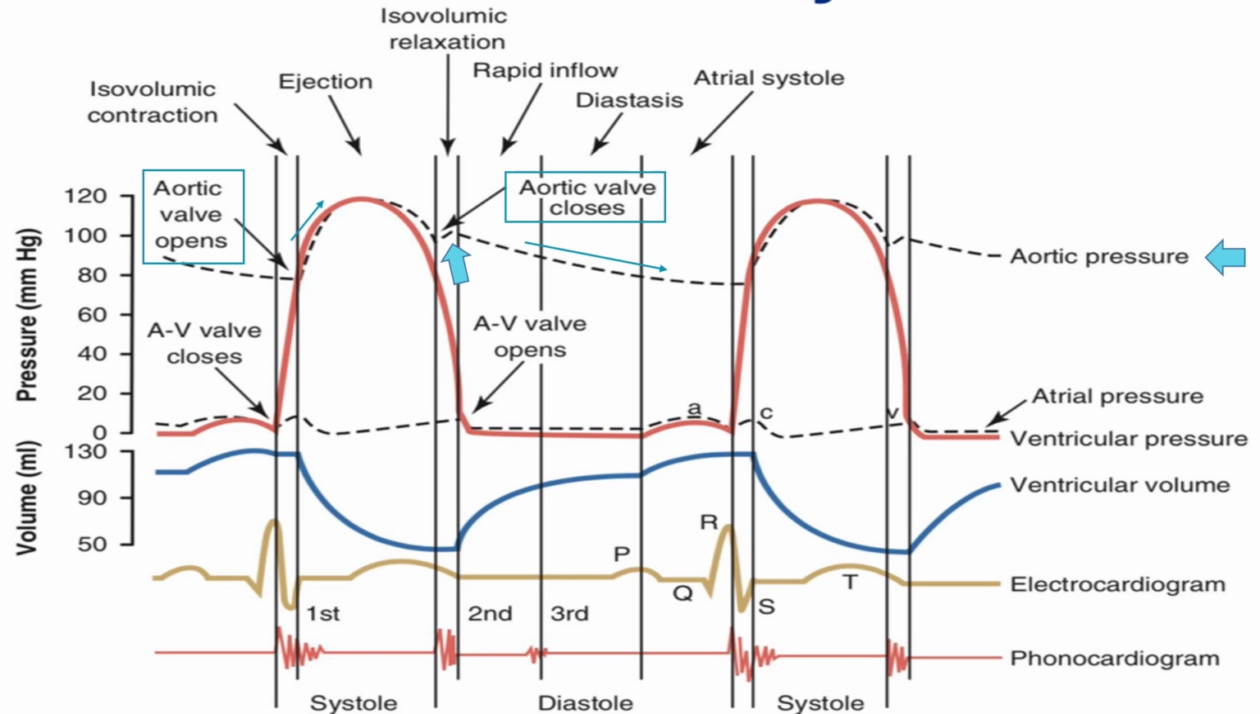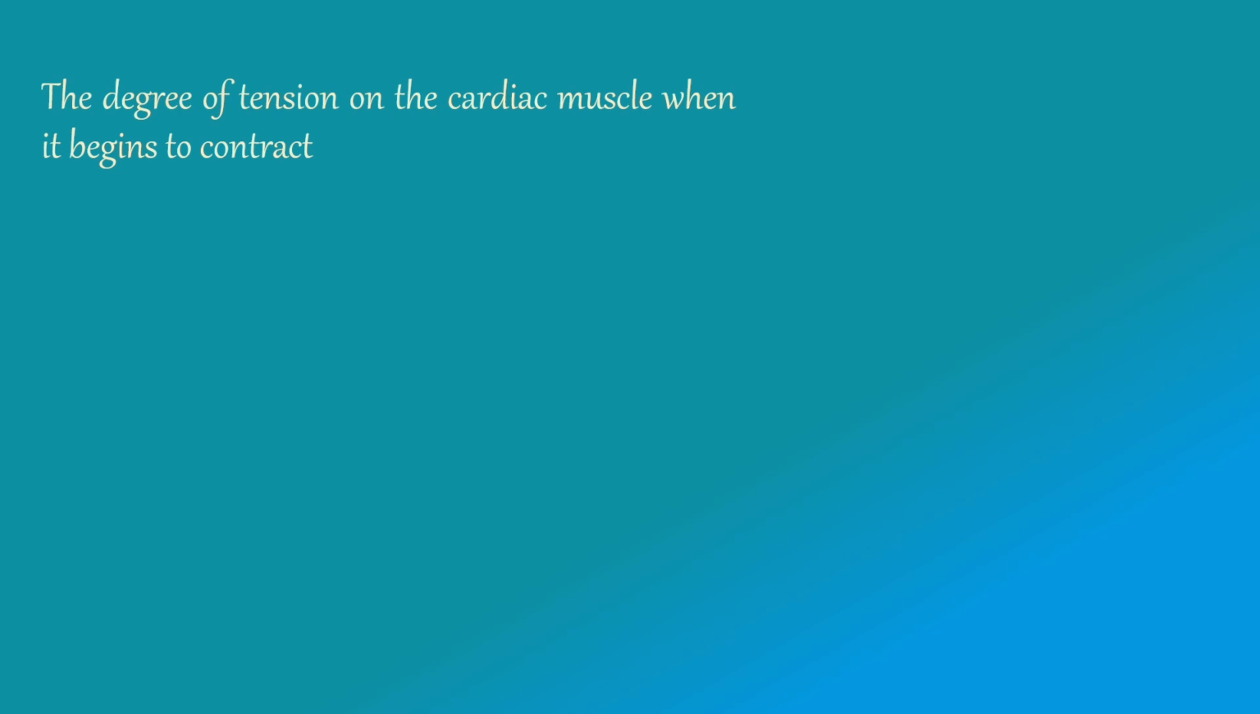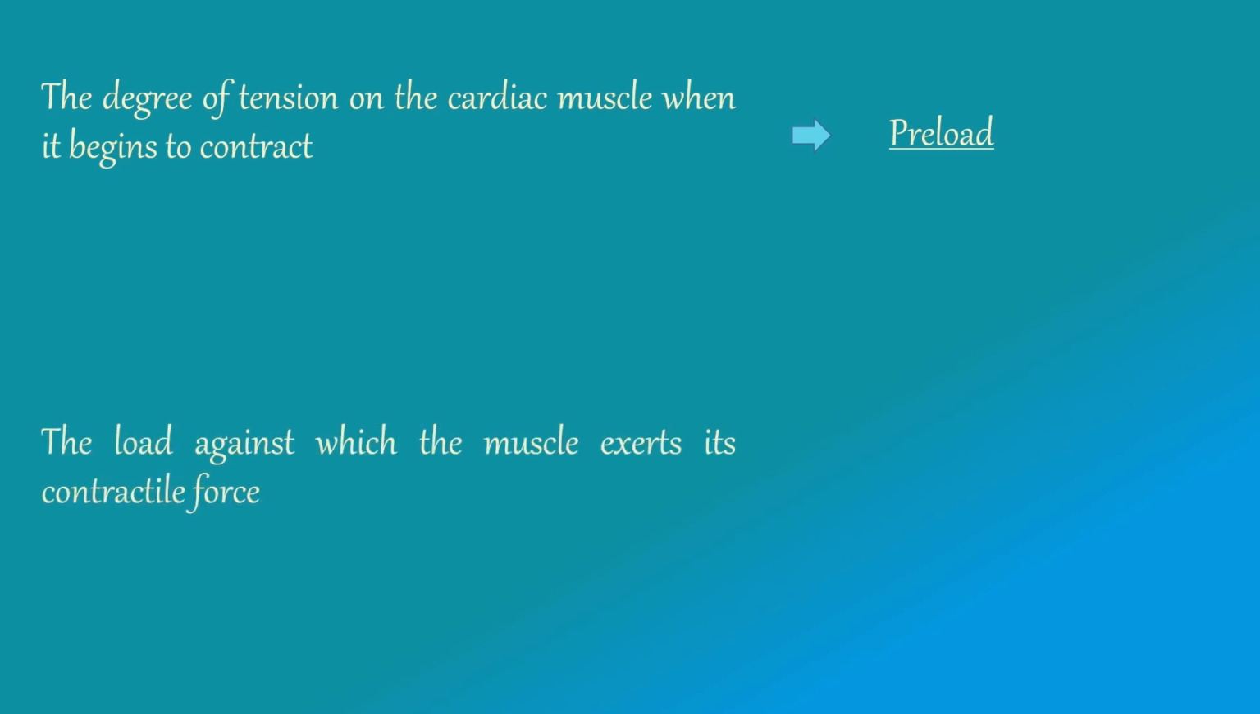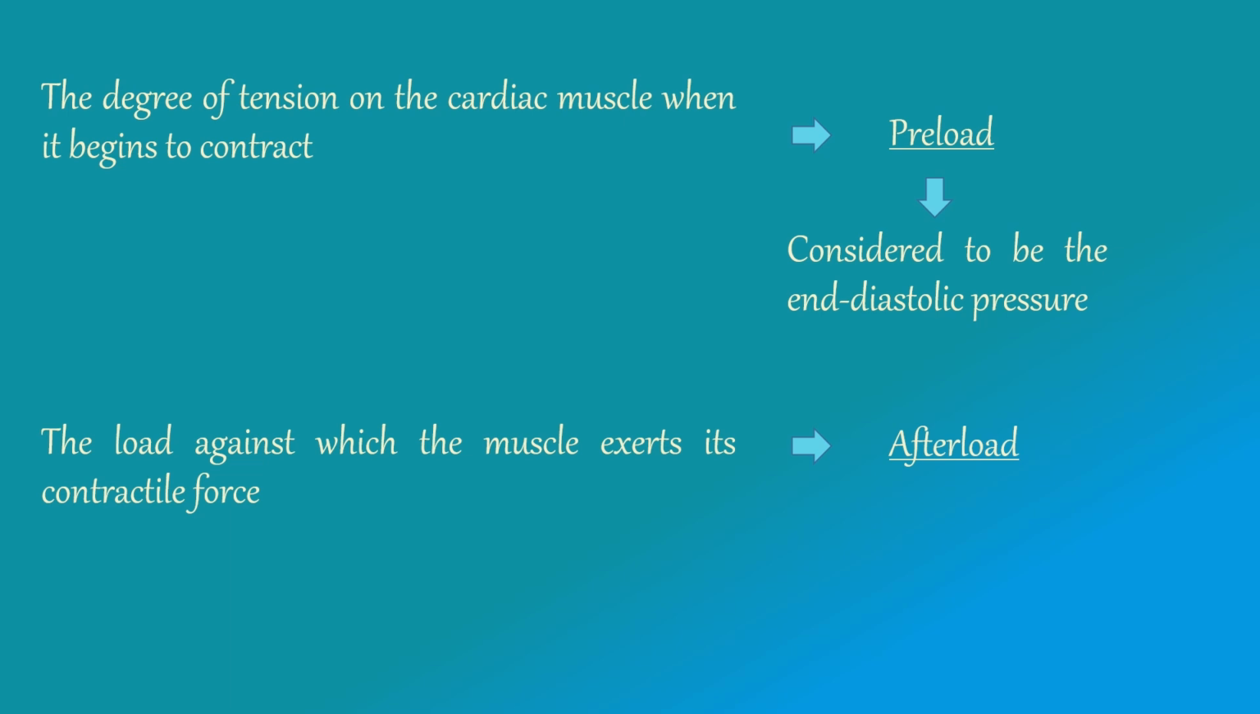The pressure curves in the right ventricle and pulmonary artery are similar to those in the aorta, except that the pressures are only about 1/6 as great. The degree of tension on the cardiac muscle when it begins to contract is called preload. The load against which the muscle exerts its contractile force is called afterload. For cardiac contraction, the preload is usually considered to be the end diastolic pressure when the ventricle has become filled. The afterload of the ventricle is the pressure in the aorta leading from the ventricle. Sometimes the afterload is loosely considered to be the resistance in the circulation rather than the pressure.